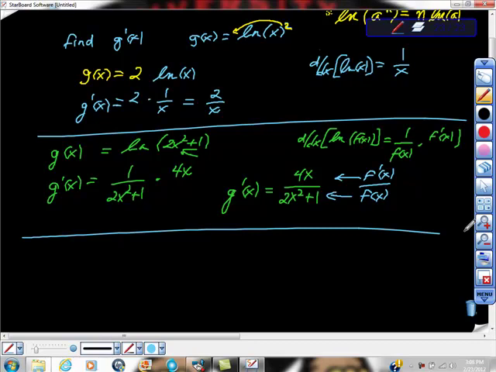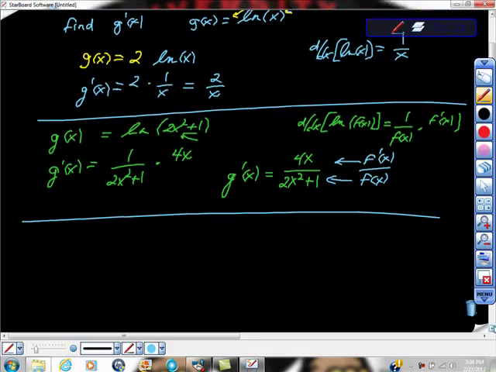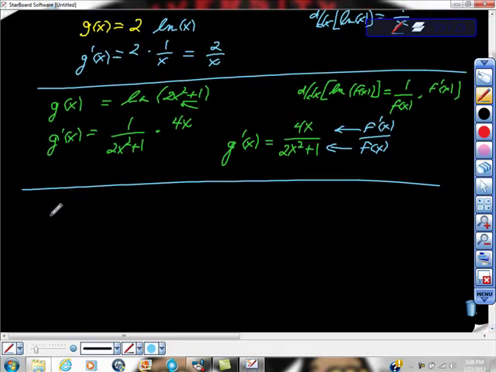You want to do one more? Sure. So we're going to do one more. And this one looks like this, I think. This one is, let y equal ln of x times the square root of x plus 1.